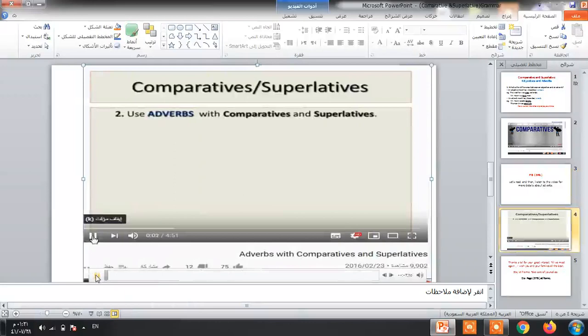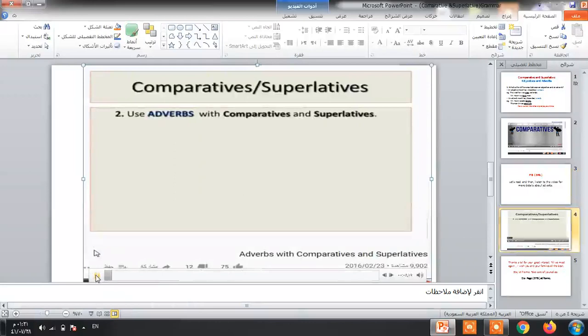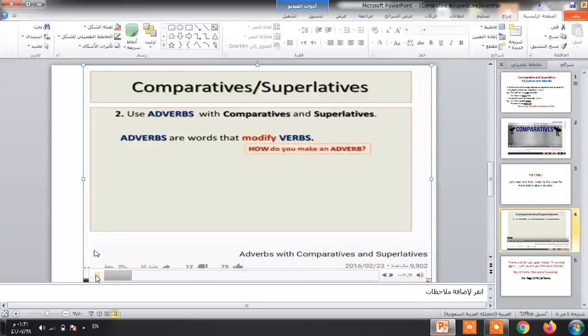Now let's talk about making comparative and superlative sentences in English using adverbs. The first thing we need to know is what is an adverb? And we can find out if we look that adverbs are words that modify verbs. Okay? Adverbs modify verbs or describe verbs. Well, how do we make adverbs in English?